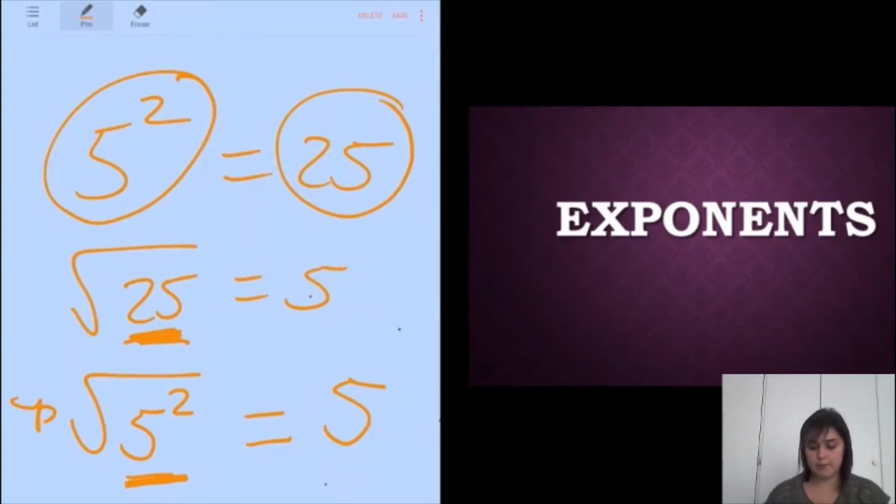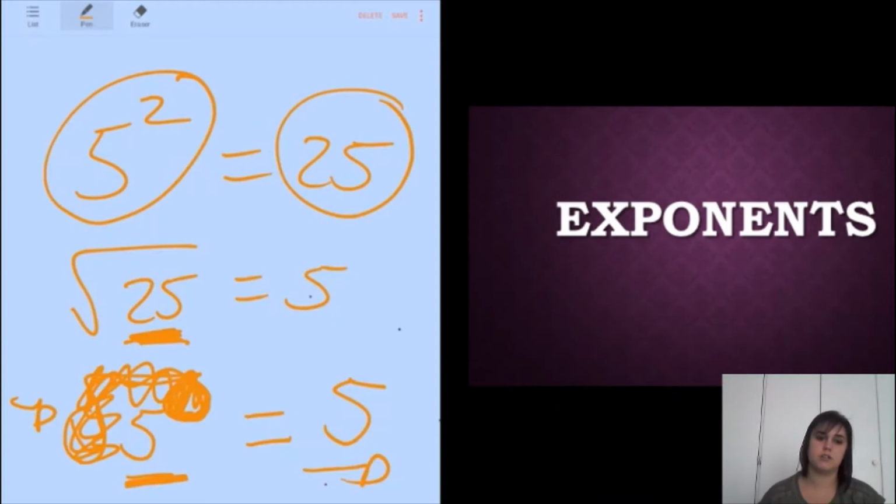So what happened over here? The exact same thing that happened in the previous example. The square number and the square root cancelled each other out, and we were left with a 5. Alright.